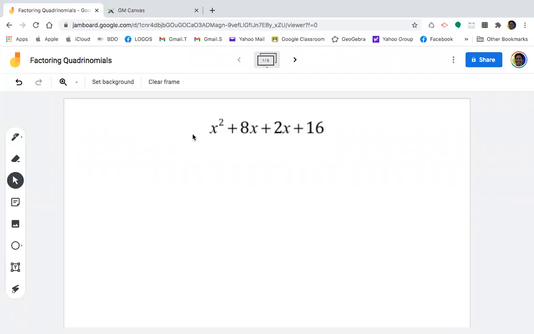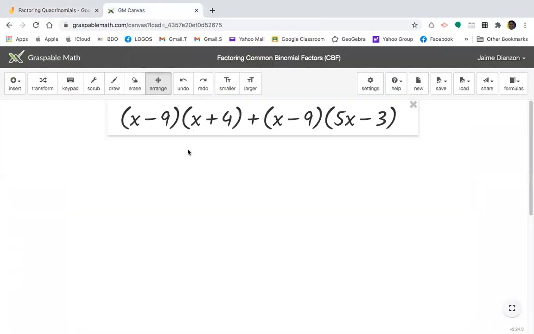Now, before I show how to factor quadrinomials, let us first discuss factoring common binomial factors. You're already familiar with factoring common monomial factors. That was done in a previous lesson. Now, this might be less common, factoring common binomial factors.